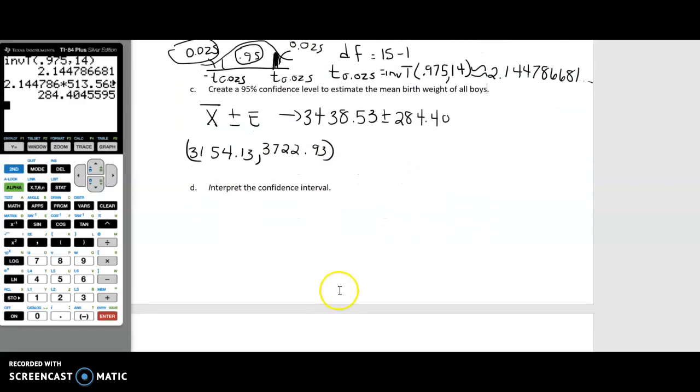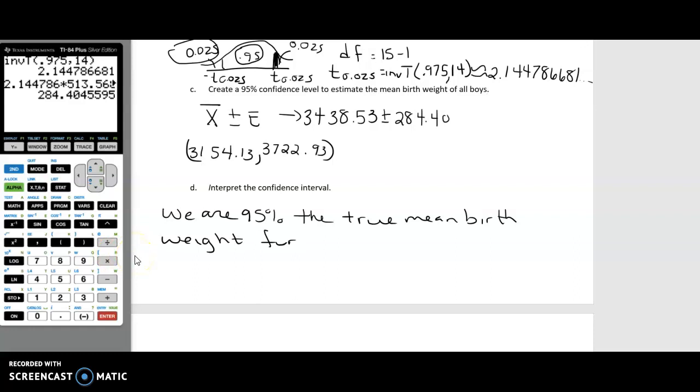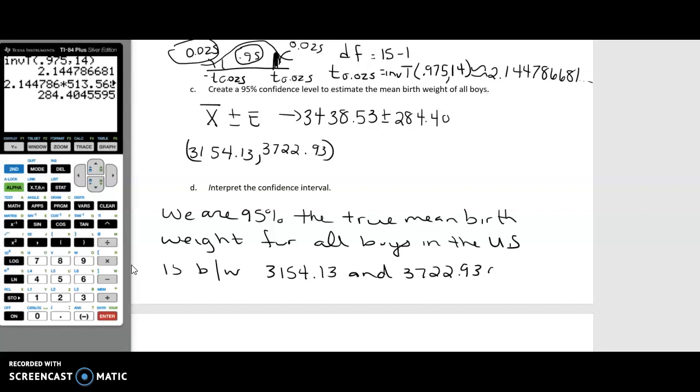Interpret the confidence interval. Well, we are 95% confident the true mean birth weight for all boys in the U.S. is between 3,154.13 and 3,722.93 grams.